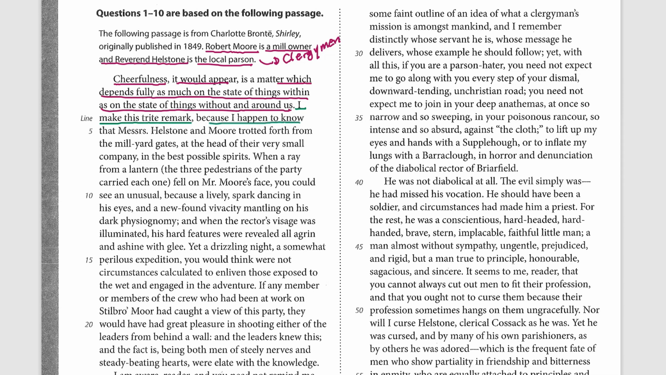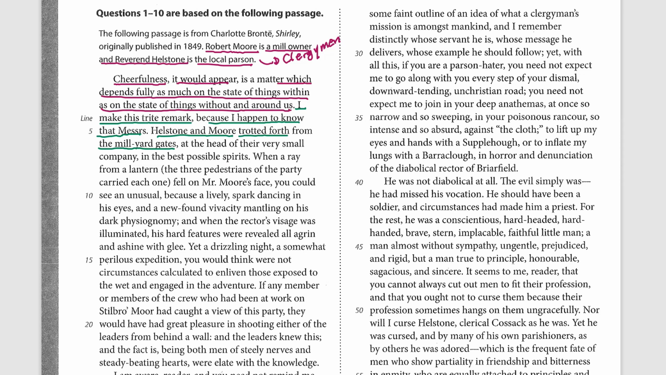Because I happen to know that Mrs. Helstone and Moore trotted forth. What does Mrs. mean? It is a title that I always put before male names, before the men. I'm talking about Mr. and Mr., so it is Mrs. Helstone and Moore trotted forth from the mill yard gates. When I walk, that's fine. When you trot, you are a bit faster.